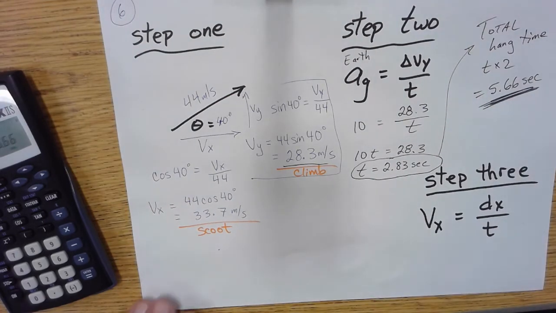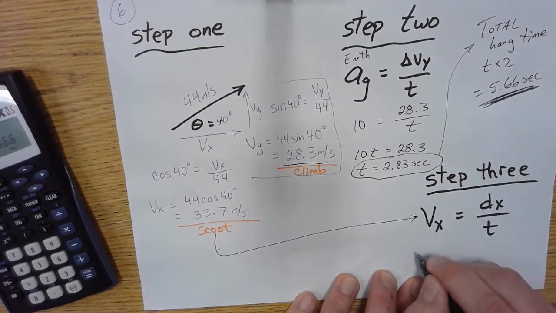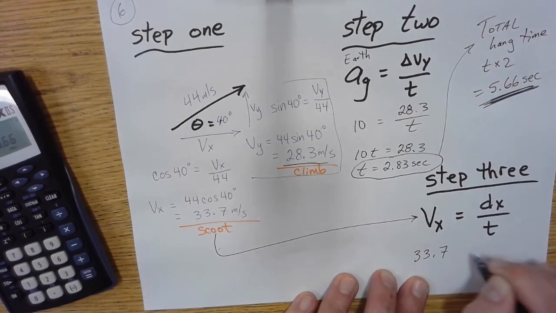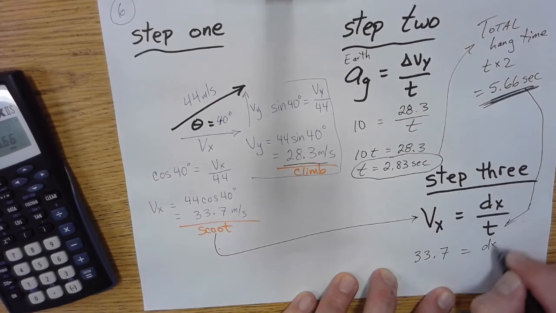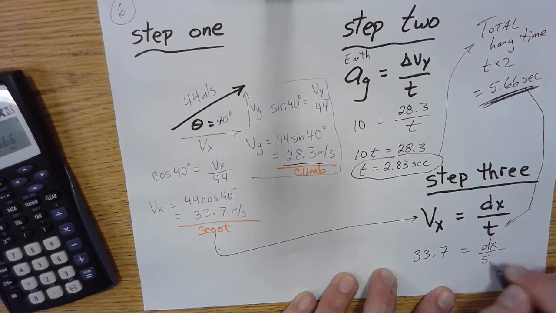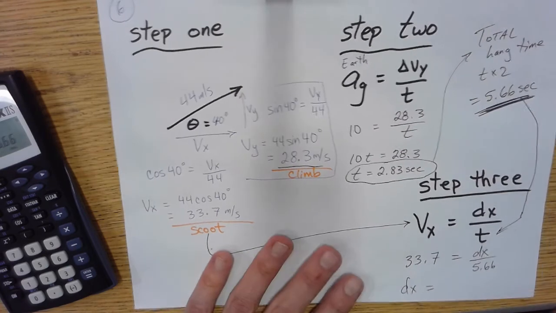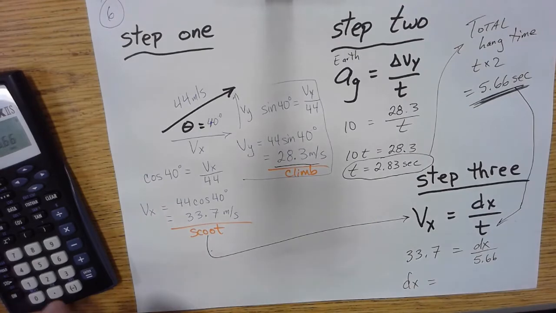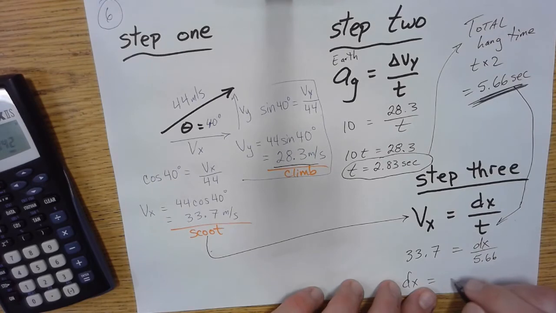Okay, so I get to step 3. I'm going to plug scooting speed in there. I'm going to plug total time in there. And this will just multiply across. Multiply across. That sounds eerily familiar.